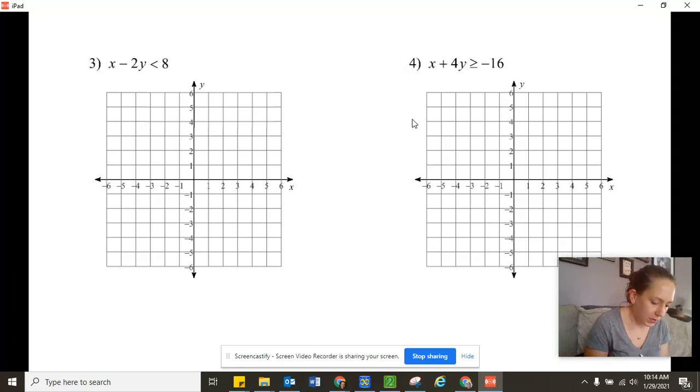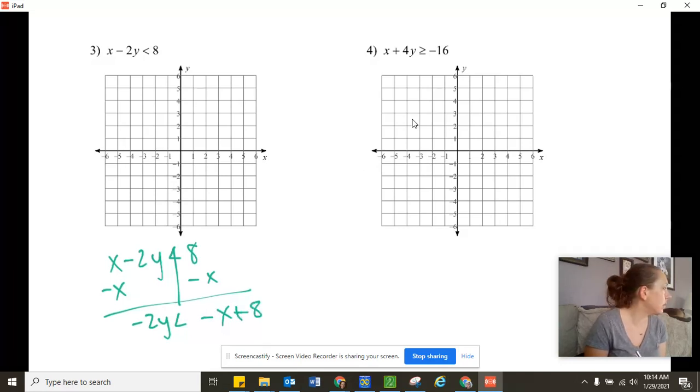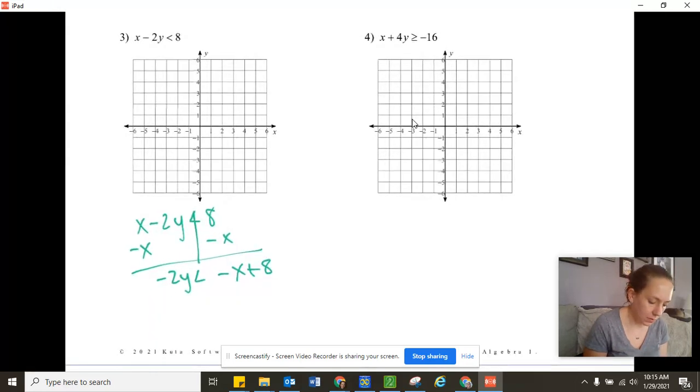Okay, so I have to solve it to put it in slope-intercept form. So remember that it's 2 steps. So I'm going to subtract my x's. So I'll get -2y is less than -x plus 8, because those don't actually go together because one has an x and the other one doesn't. And then I need to divide everything by -2.